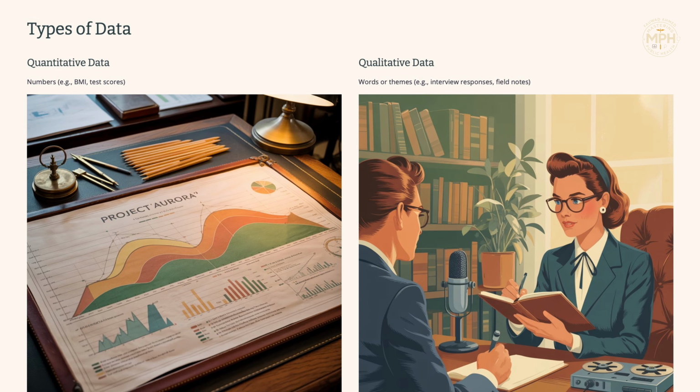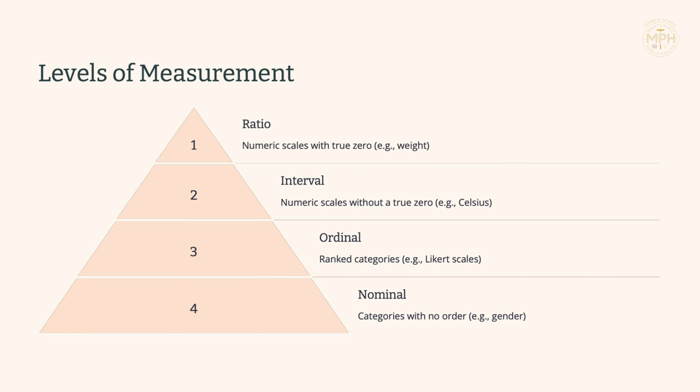Once we define our variables, we must decide how to measure them. There are two broad categories of data: quantitative data, expressed as numbers like blood pressure, BMI, or test scores; qualitative data, descriptive, narrative, or observational, such as interview transcripts or open-ended survey responses. Quantitative data can be further broken down by level of measurement.